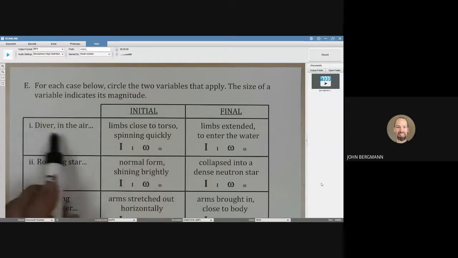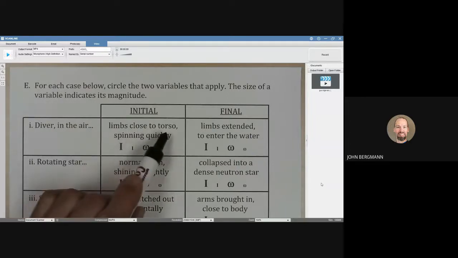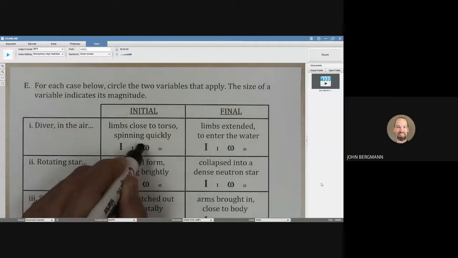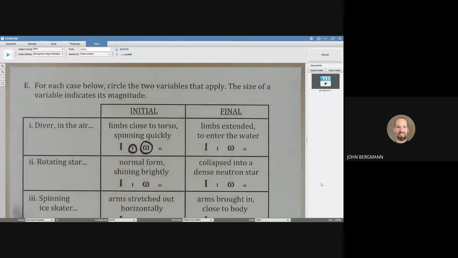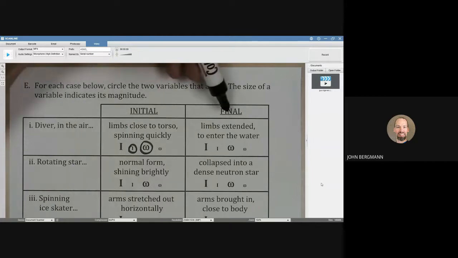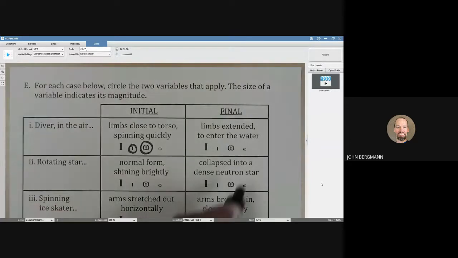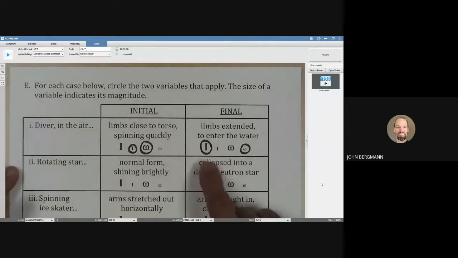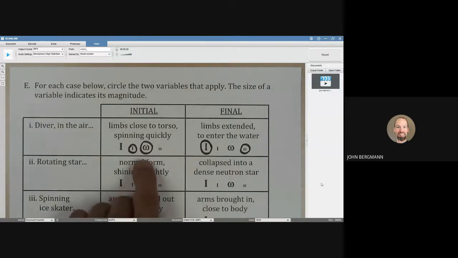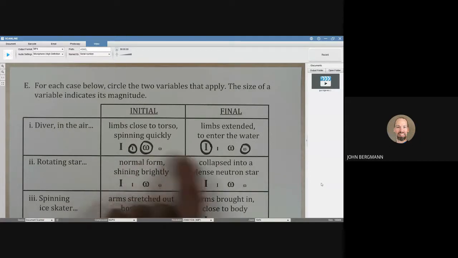So here we have a diver. You've seen the Olympics, the divers. When their limbs are close to their torso and they're spinning, aren't they spinning quickly? And if they're all tucked up, don't they have a small moment of inertia? Then when they extend their legs and arms as they're entering the water, their rotation rate goes down, but now more of their mass is further from the rotational axis, so their moment of inertia has increased. What's happened here is that angular momentum has been conserved. The moment of inertia has increased, but the angular velocity has decreased.